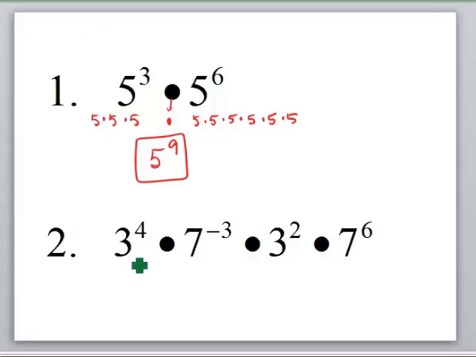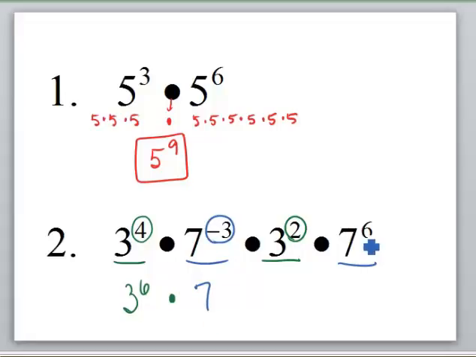So in the next problem here, I'm going to underline the ones that have the same base in different colors. So the rule, and I am going to start talking about the rules, is we keep the base and we add our exponents together. So we'll be adding 4 plus 2, which is 6. Okay, we're going to keep our base, and we're going to add our exponents. Negative 3 plus 6 is 3.